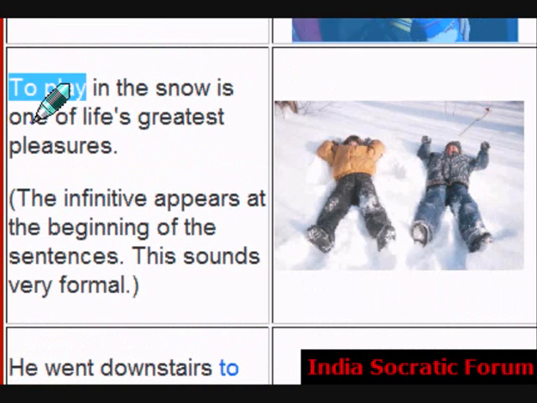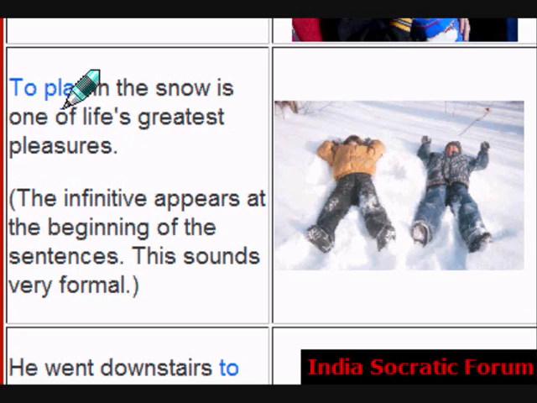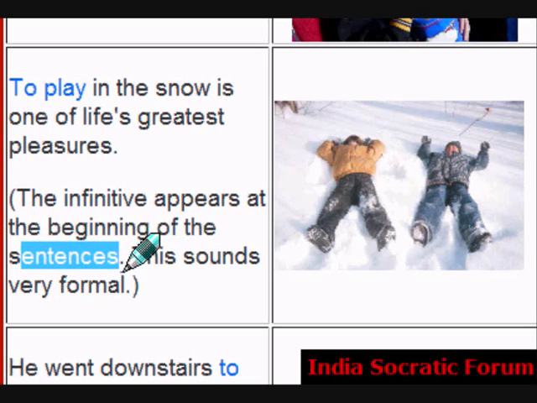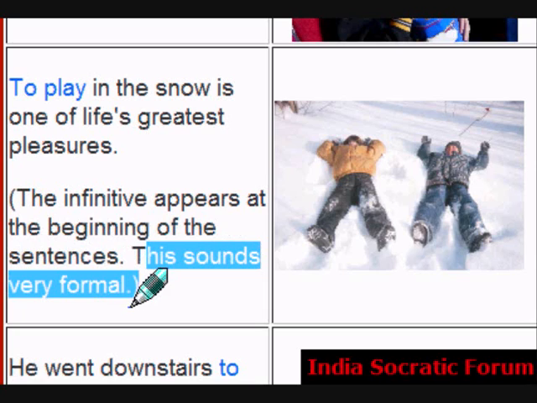To play in the snow is one of life's greatest pleasures. To play. The infinitive appears at the beginning of the sentence. This sounds very formal, right? To play in the snow is one of life's greatest pleasures.